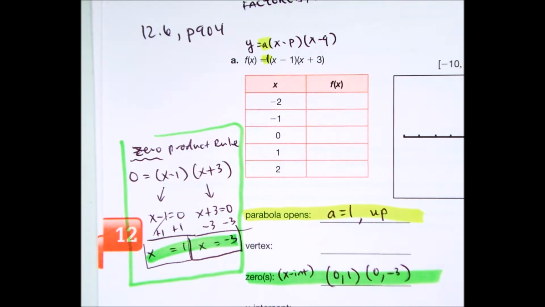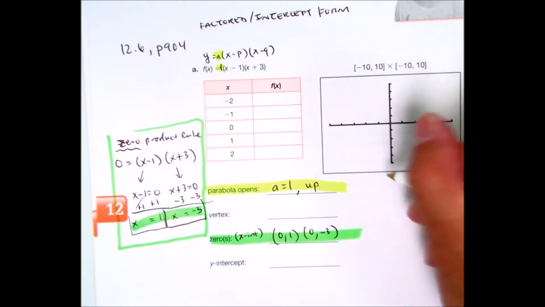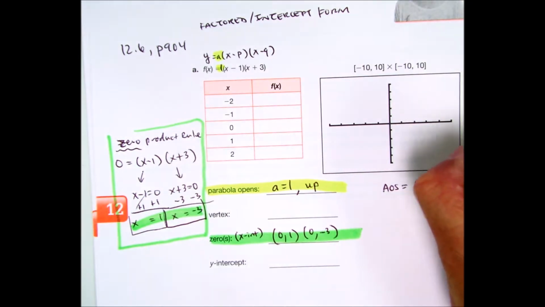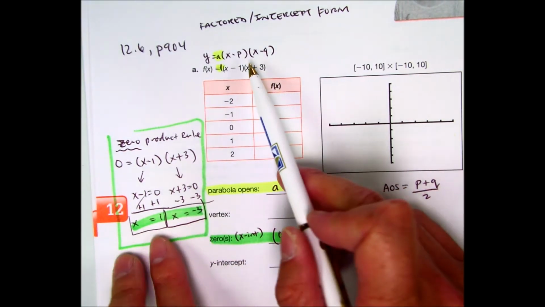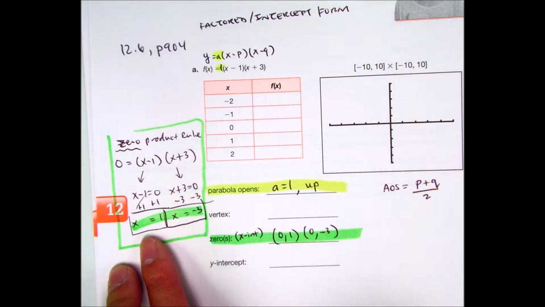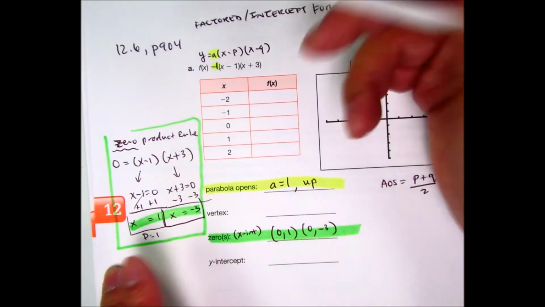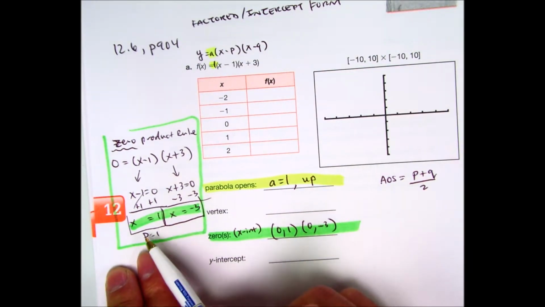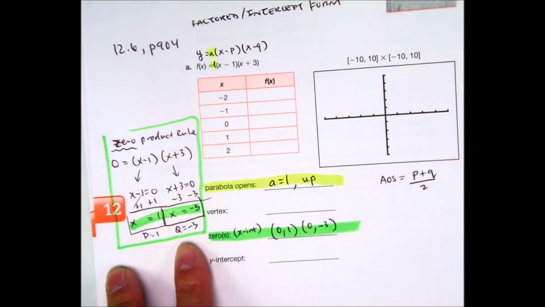Now I need to find my vertex. Okay? To find your vertex, you use the axis of symmetry. And the axis of symmetry has an equation you guys just wrote down: p plus q divided by 2. Okay. This is where the form comes a little bit different. You solve for your p value. Your p value is 1. How did I get 1? Well, it's basically where you graph these 2 points. And your q value is negative 3.